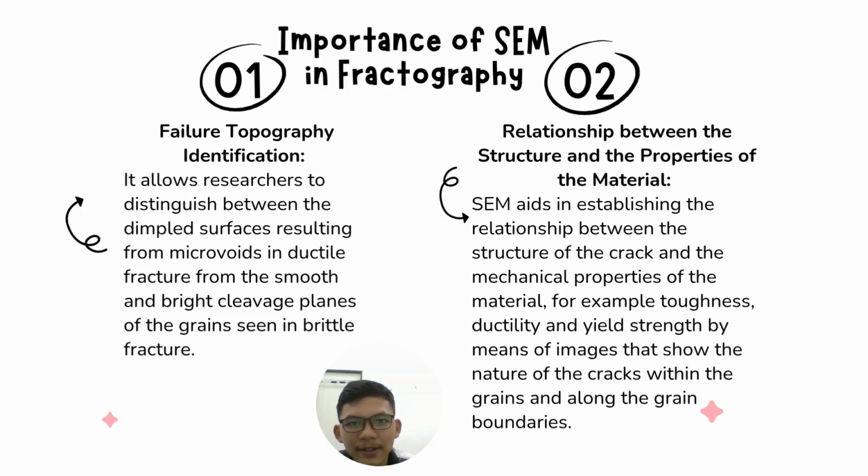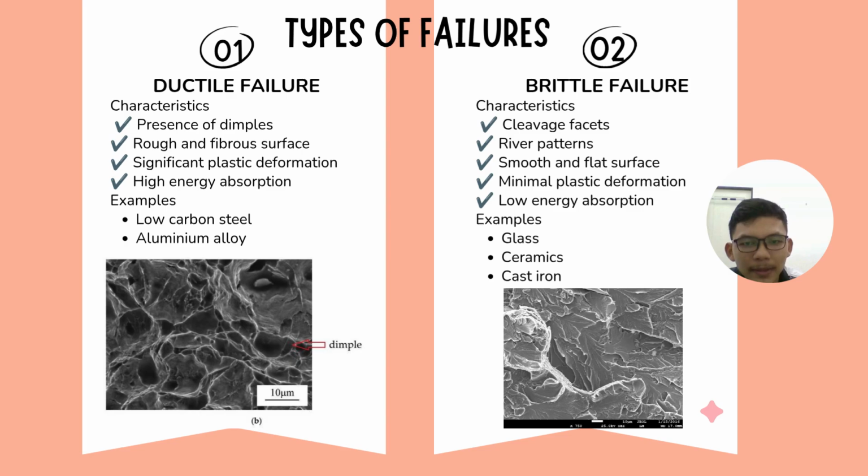Importance of SEM in fractography. Number one, failure topography identification. It allows researchers to distinguish the dimpled surface resulting from microvoids in ductile fracture from the smooth and bright cleavage planes of the grain seen in brittle fracture. Number two, relationship between the structure and the properties of the material. SEM aids in establishing the relationship between the structure of the crack and the mechanical properties of the material, for example, toughness, ductility, and yield strength, by means of images that show the nature of the cracks within the grains and along the grain boundaries.